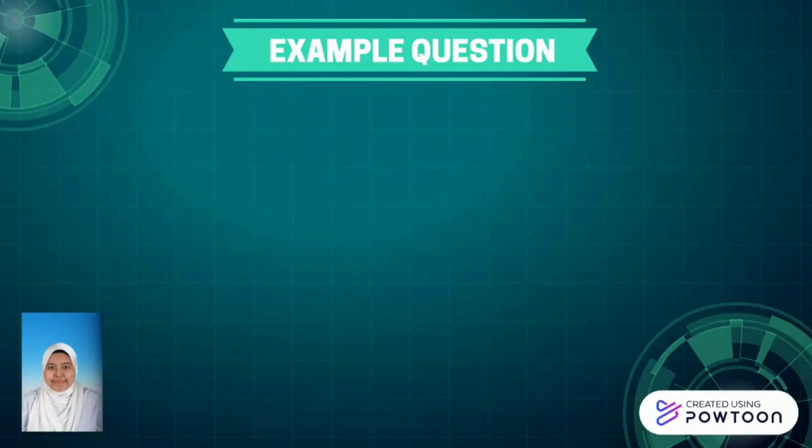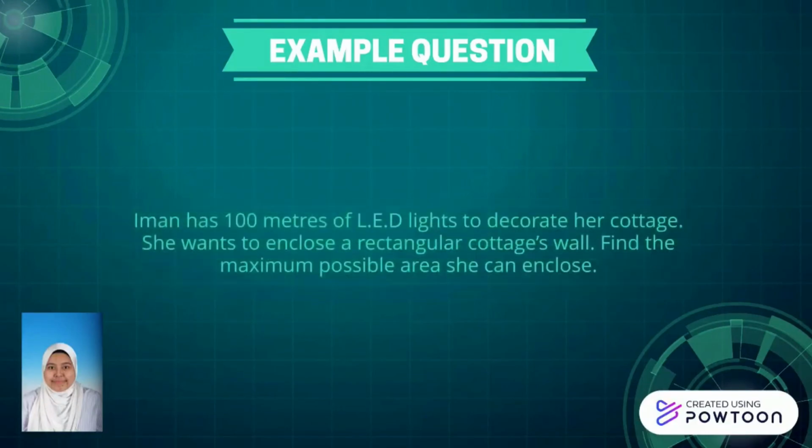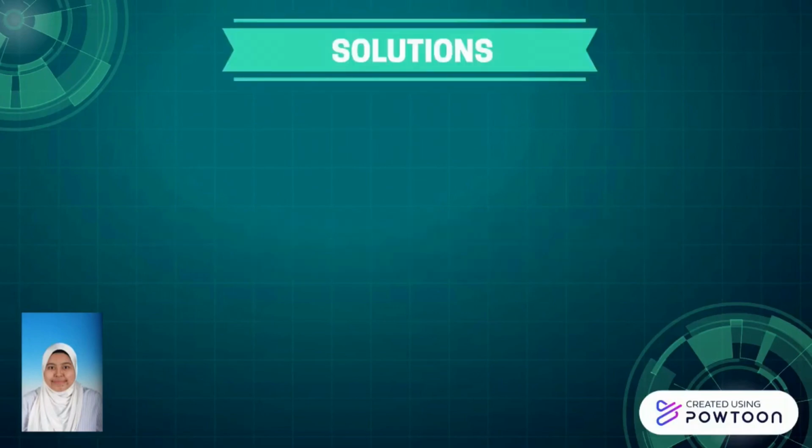So let's go through the examples. The question is, Iman has 100 meters of LED lights to decorate her cottage. She wants to enclose a rectangular cottage wall. Find the maximum possible area she can enclose.